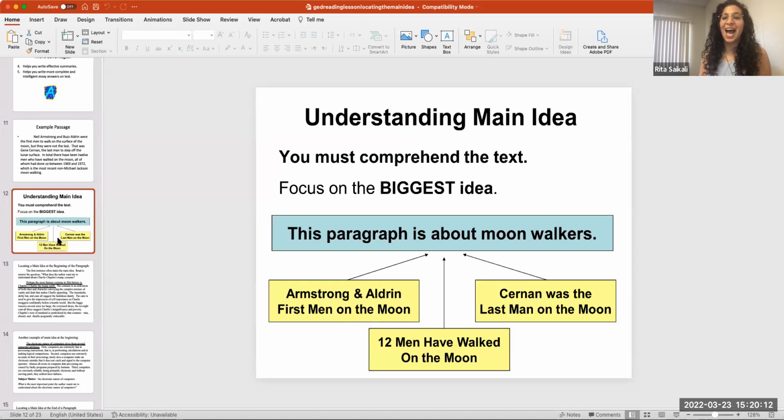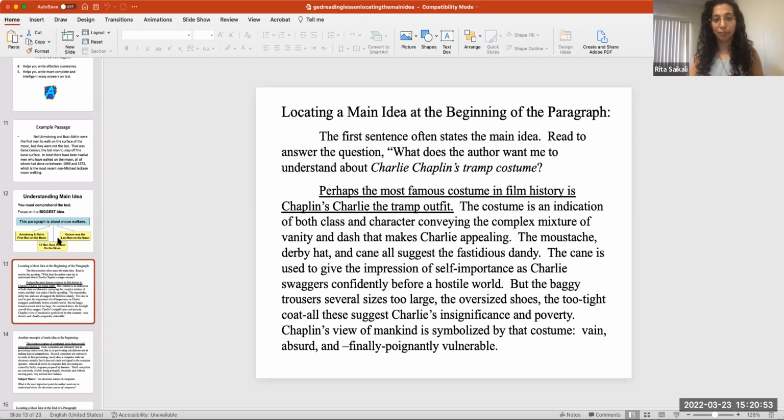Now let's look at the paragraph, right? So to understand the main idea, you must comprehend the text, right? So you have to focus on the biggest idea in the text. What is this paragraph about? Well, the paragraph, as you saw, is about people walking on the moon, right? Or moonwalkers, correct? Why do we know that? We know that because Armstrong and Aldrin were the first men to walk on the moon. Cernan was the last man to walk on the moon. And then 12 men have walked on the moon in total. Yes?